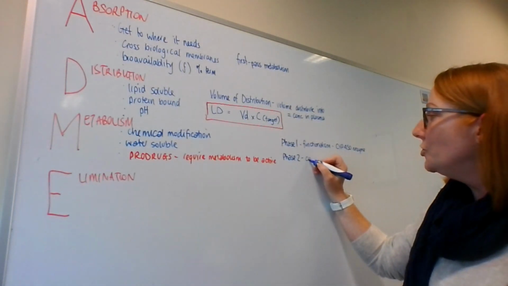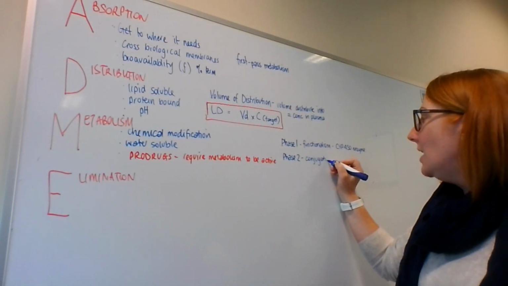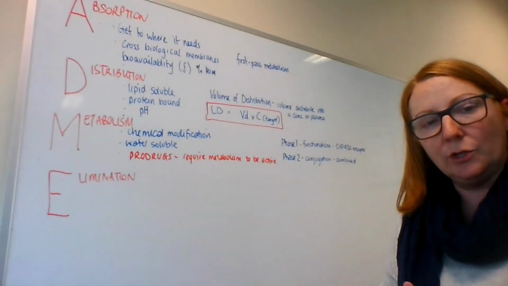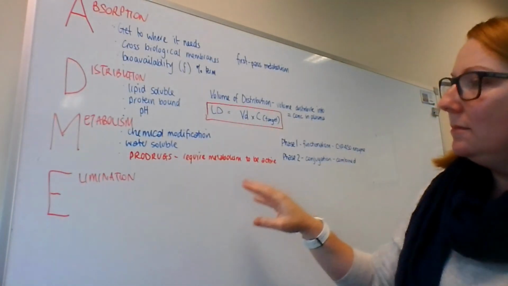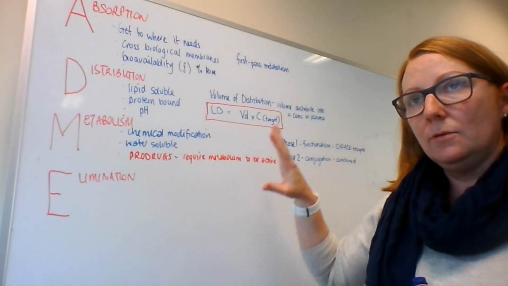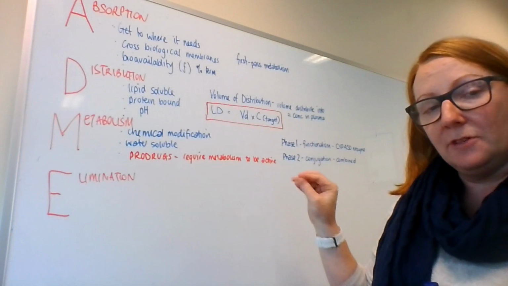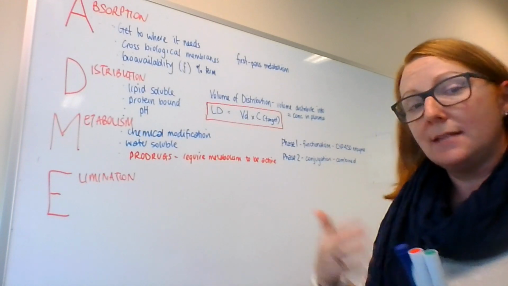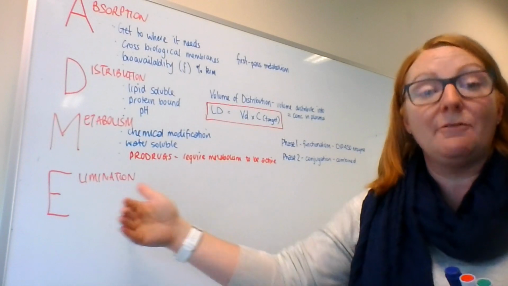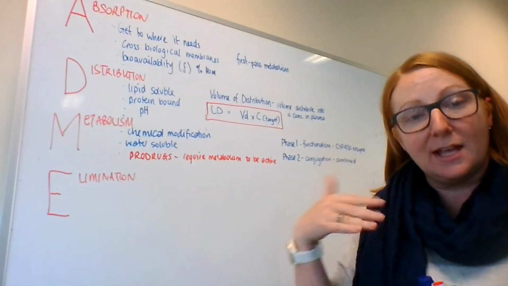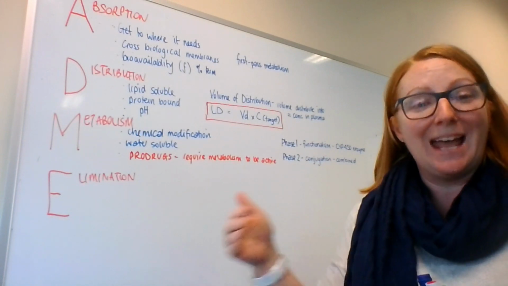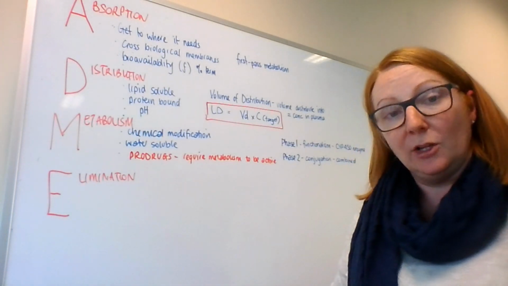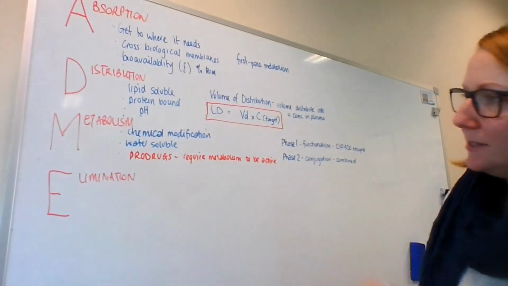The second phase is called conjugation, and this is where a drug is combined with another molecule to make a bigger, more polar molecule. Now, some drugs, when they undergo metabolism, their metabolite can also be active. So metabolism doesn't necessarily make a drug inactive. It just changes its chemical structure. That's a really important concept. Some drugs that undergo metabolism will have inactive metabolites, but some will have active. So morphine, for example, undergoes glucuronidation, and actually the glucuronide form of morphine is more biologically active than morphine itself. So that's the concept of metabolism.